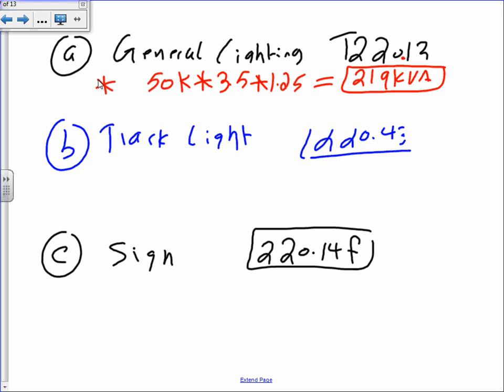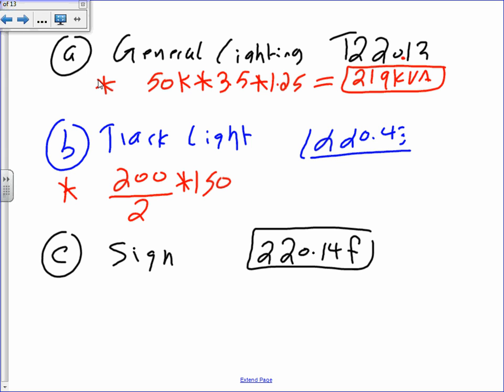Okay? All right, track lights. You guys remember how many feet of track lights I have? I have 200 feet of track lights. The code says every 2 feet, you give it 150. That's why we divide by 2. Multiply this by 150. Everybody understand what I did? I took the number of feet, divided by 2 and multiplied by 150, because every 2 feet, you give it an allowance of 150 volt amps.